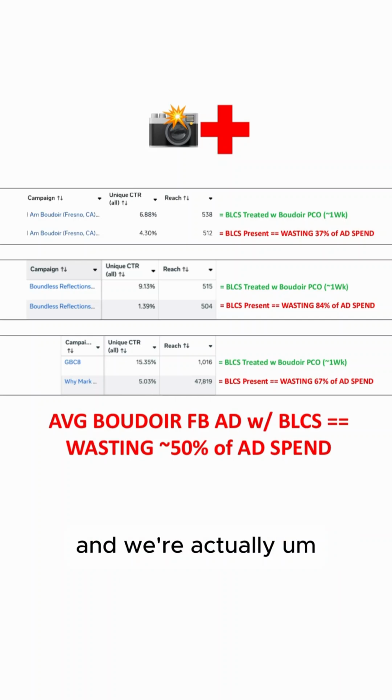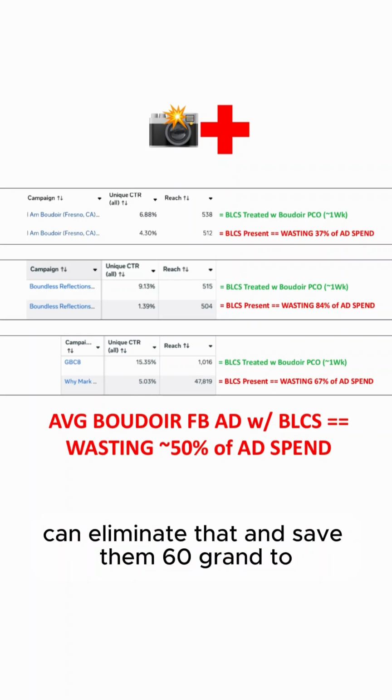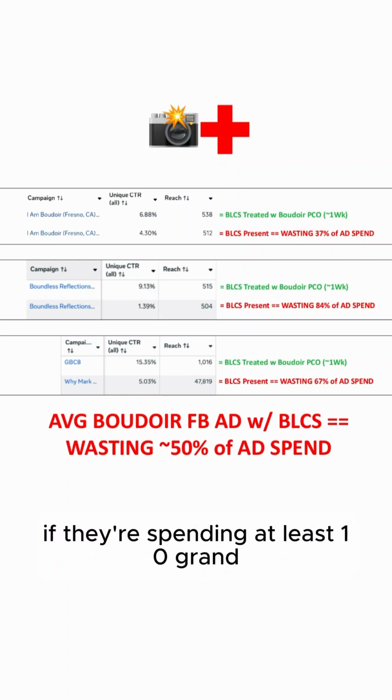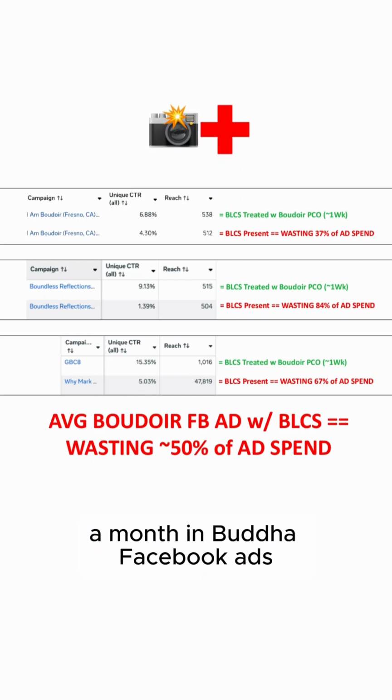And we can eliminate that and save them literally approximately 60 grand in the next year if they're spending at least 10 grand a month on Boudoir Facebook ads.